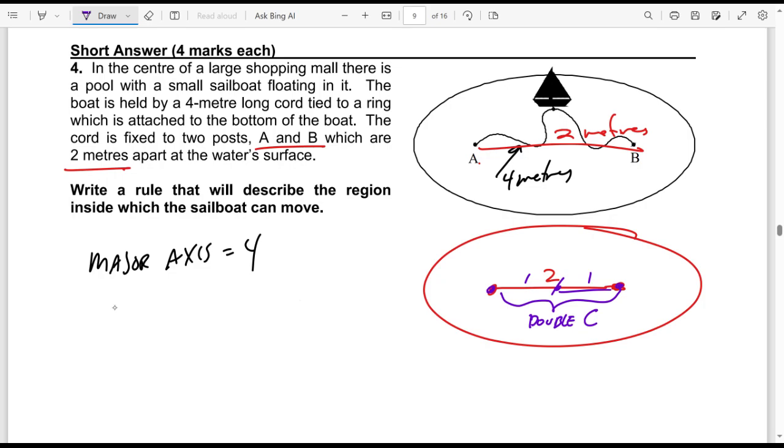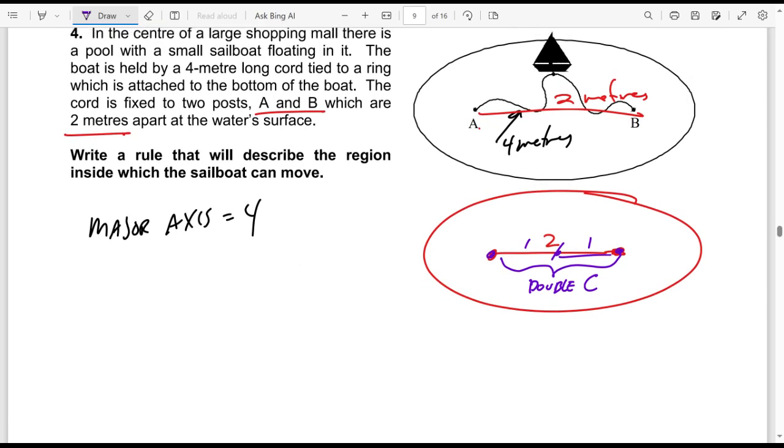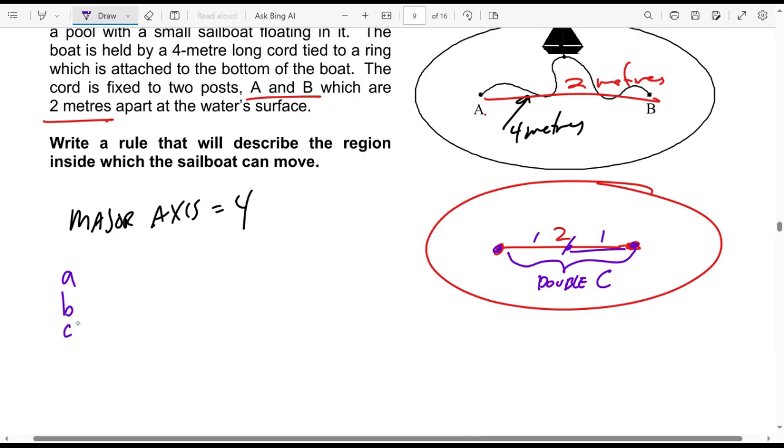So for all of these questions, it's important to start with writing down your ABCs. What are the pieces of information that you do know? Well, in this case, because they said the total distance between both posts is 2, that means my C is equal to 1. Any questions on that? Need me to explain that again?